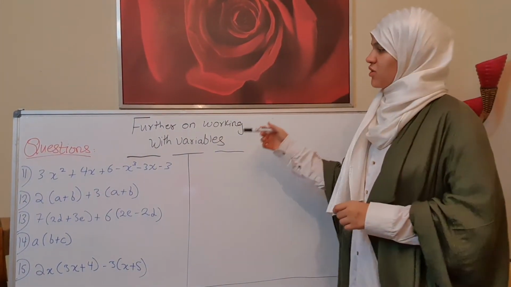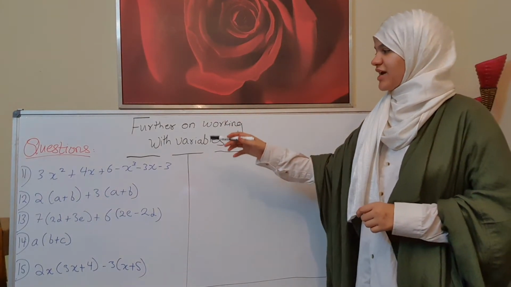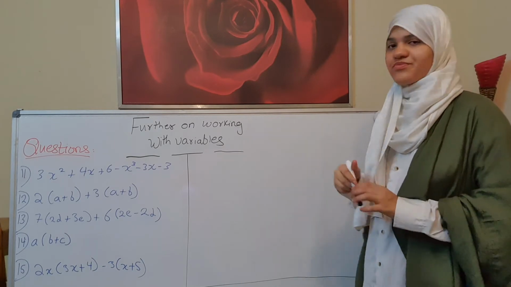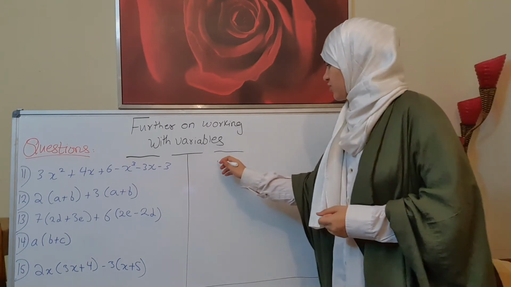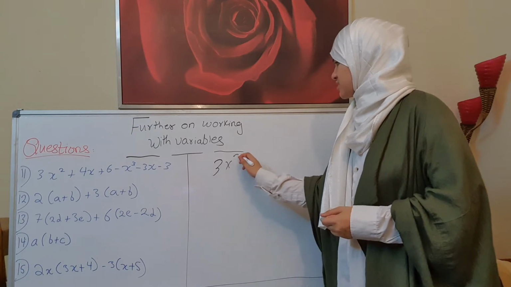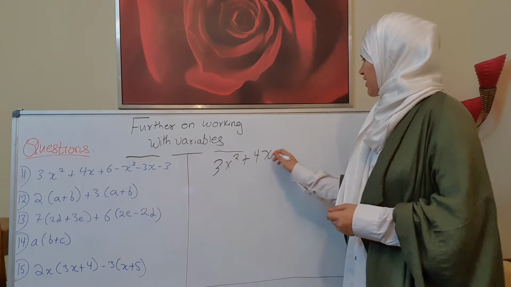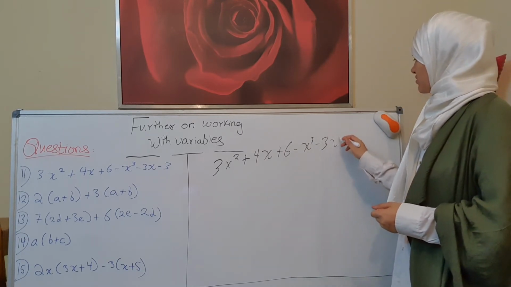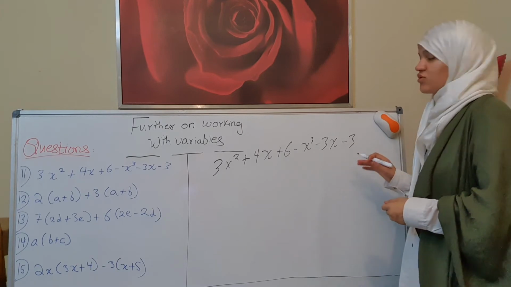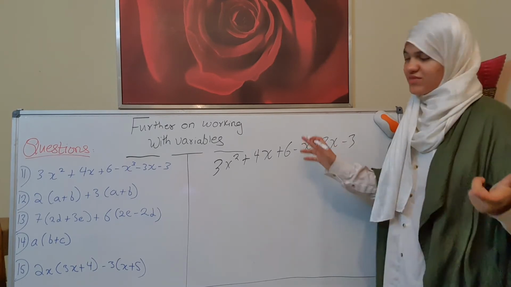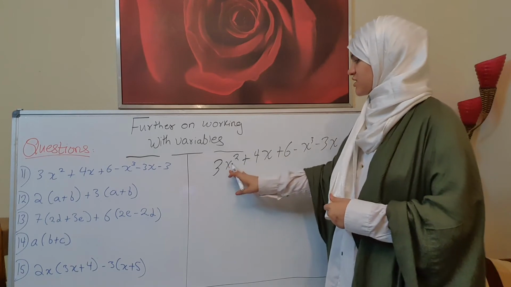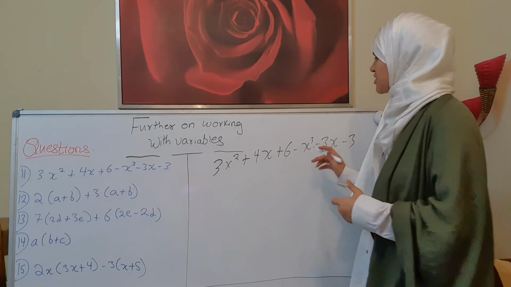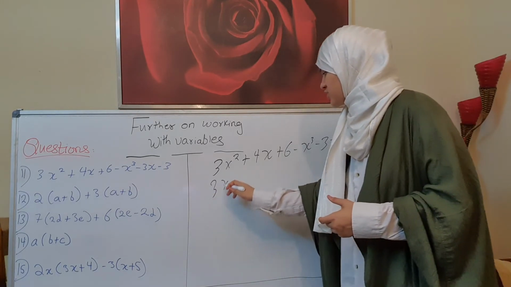Question number 11, which says 3x squared plus 4x plus 6 minus x cubed minus 3x minus 3. Now we collect the like terms together to solve it. Like for example, here 3x squared is alone. We don't have any like terms, so that means it will be alone, 3x squared.